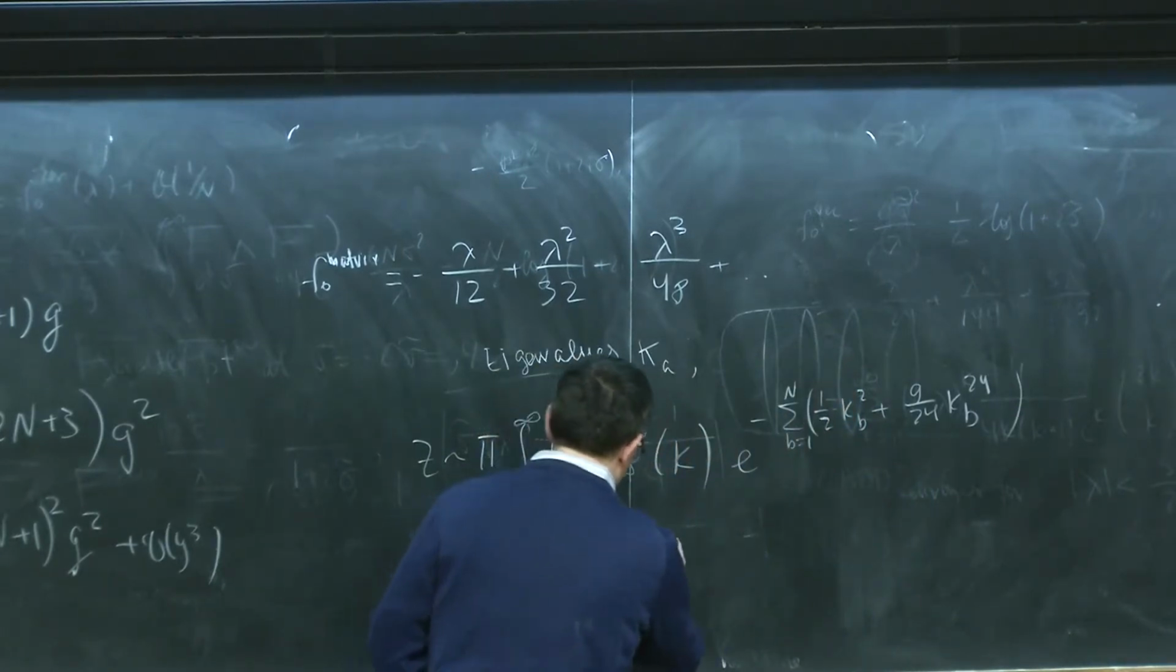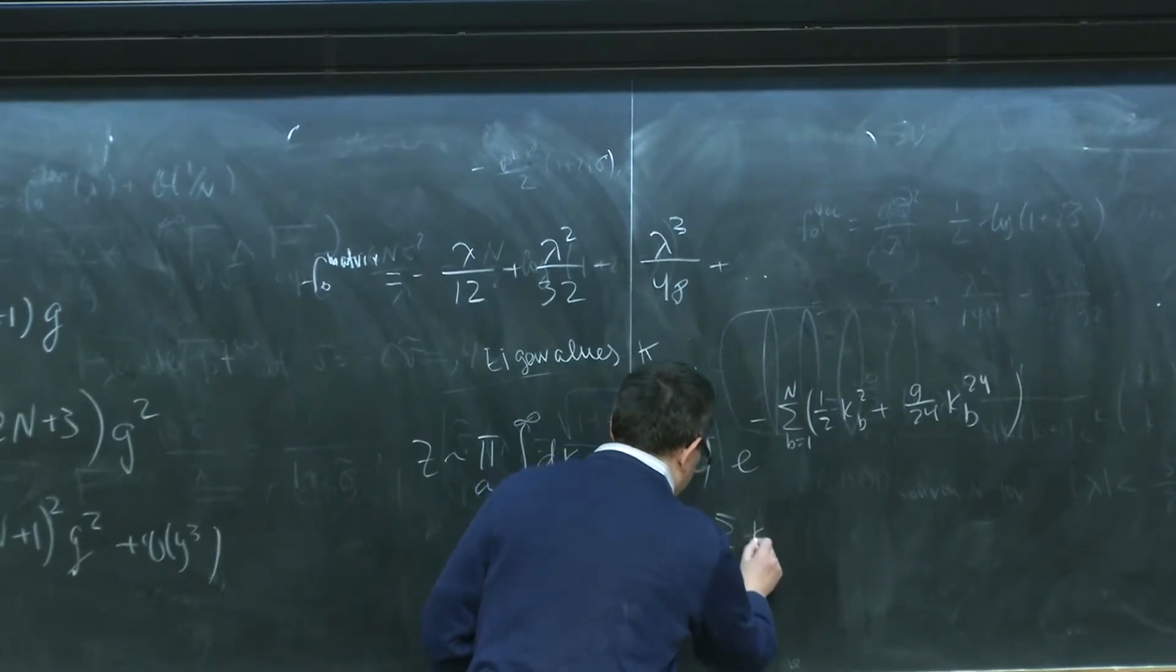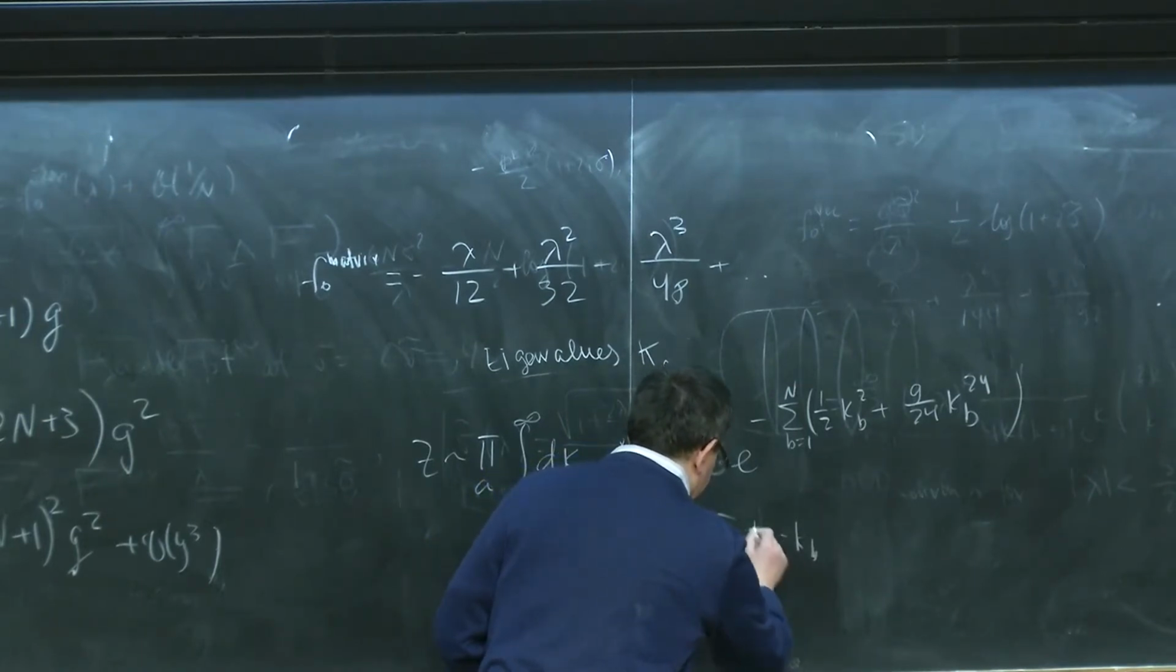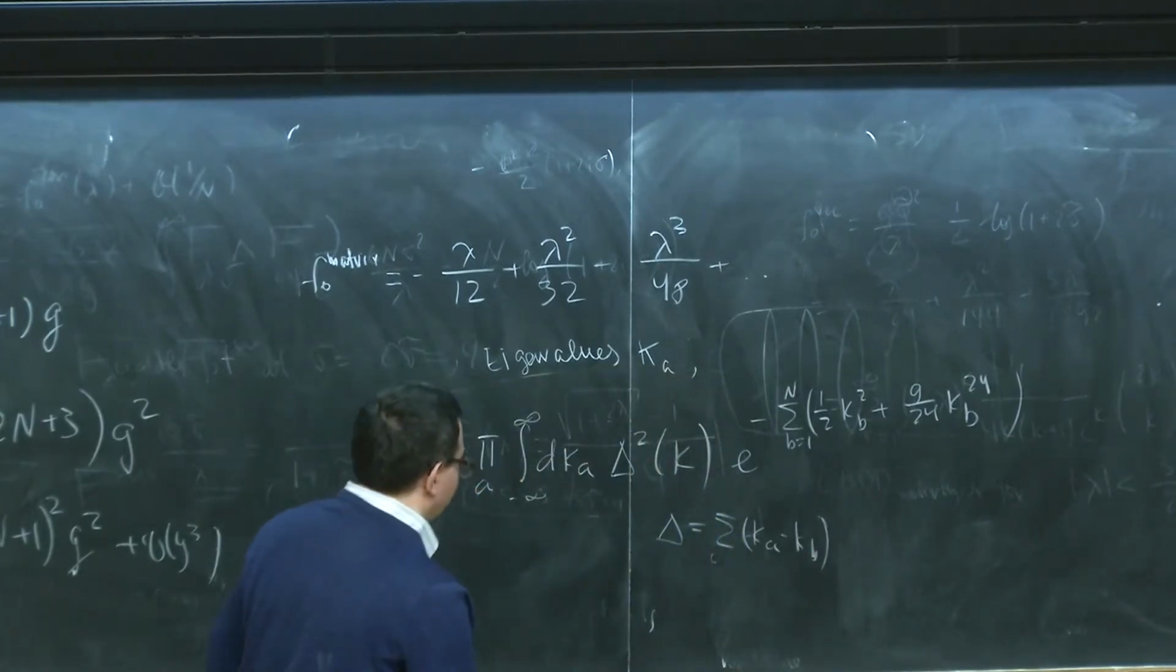And this is a famous van der Monde determinant. Delta is the product of kappa A minus kappa B, product over all pairs, right?